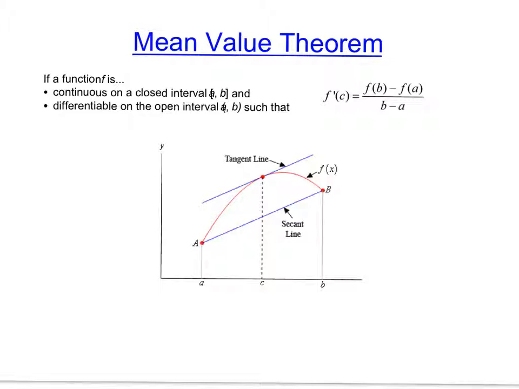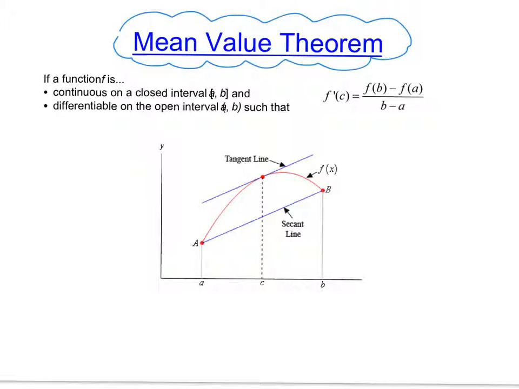Today we're going to talk about a new theorem. So far we've talked about the intermediate value theorem and the extreme value theorem, and today we see our third value theorem, called the mean value theorem. Again, this is like the other two in that it's an existence theorem. It just guarantees that some value exists.